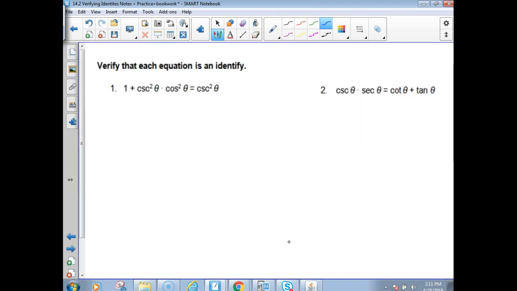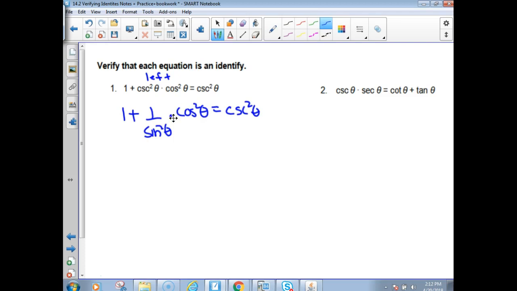All right, let's try another. Verify that each is an identity. Well, I've got a sum, I've got a product. Looks to me like I'm going to have to work on the left. So what do you think? Change these to their reciprocal function. I'll leave this alone. So I've got 1 plus cosecant squared theta would be 1 over the sine squared theta. Then we have times cosine squared theta equals cosecant squared theta.